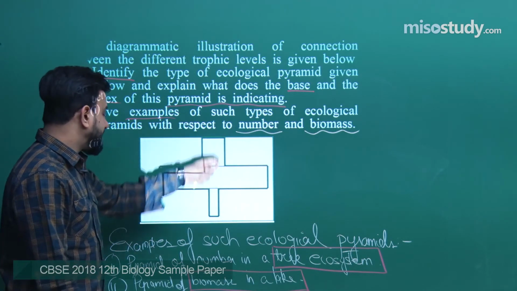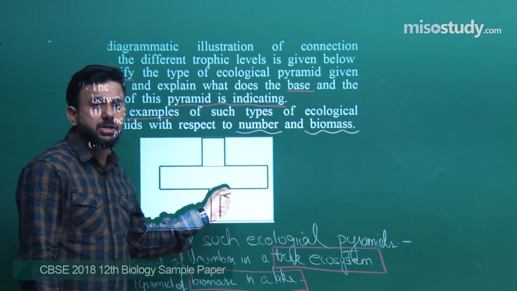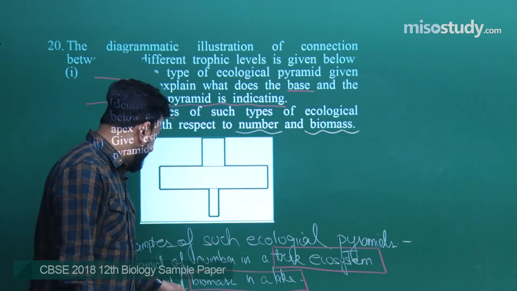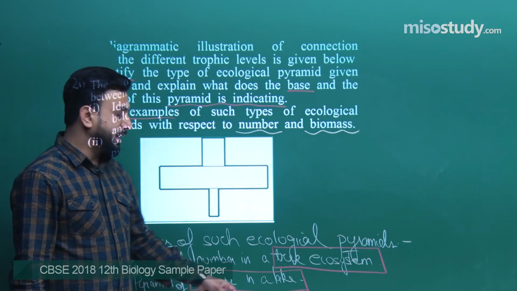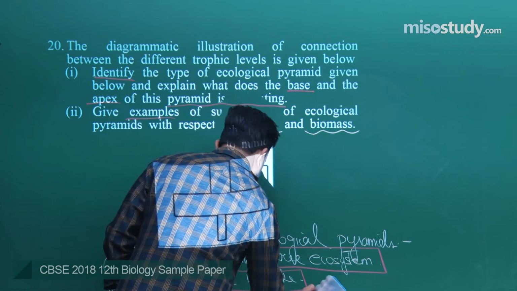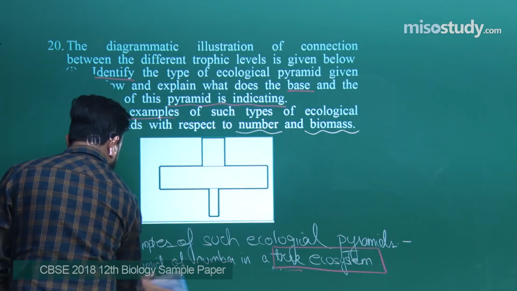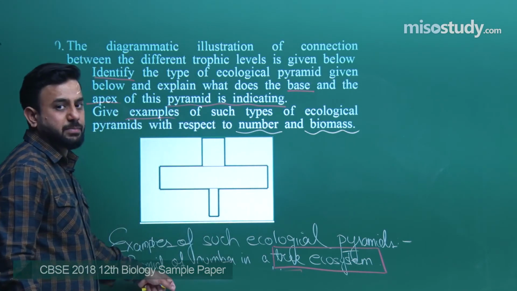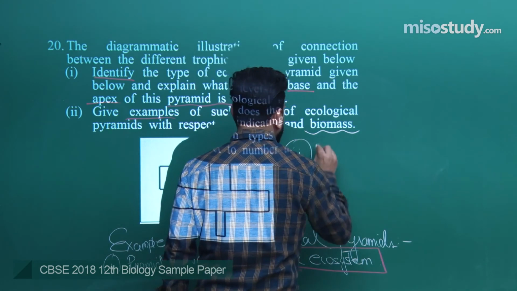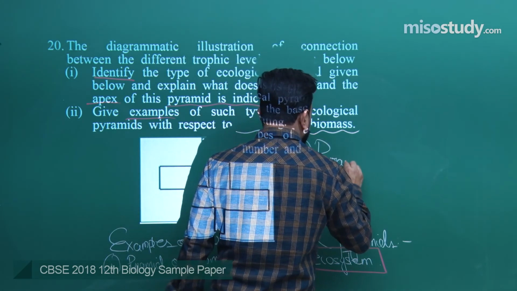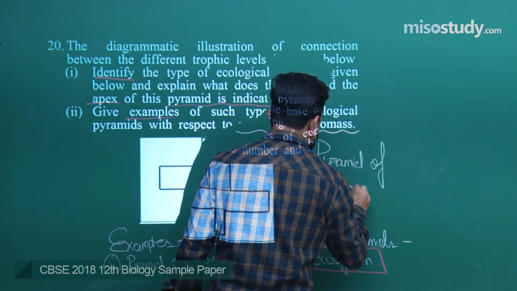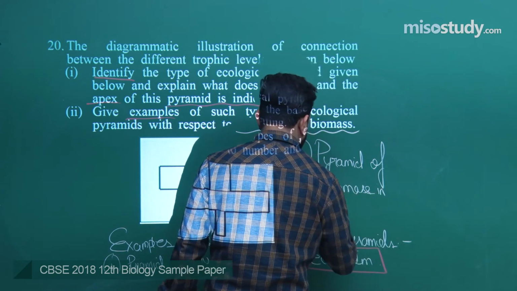So, example with respect to number of such a spindle-shaped pyramid is what? Can you see this line over here? I think the 9 cannot be seen, so probably I'll write this here. This line can be seen. So, the second one will be pyramid of biomass in a lake.